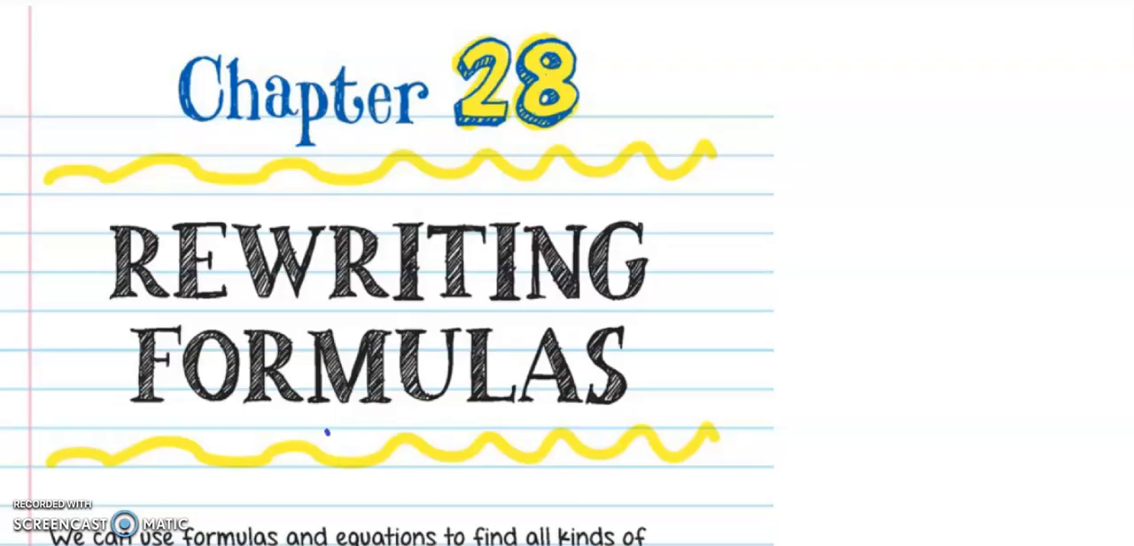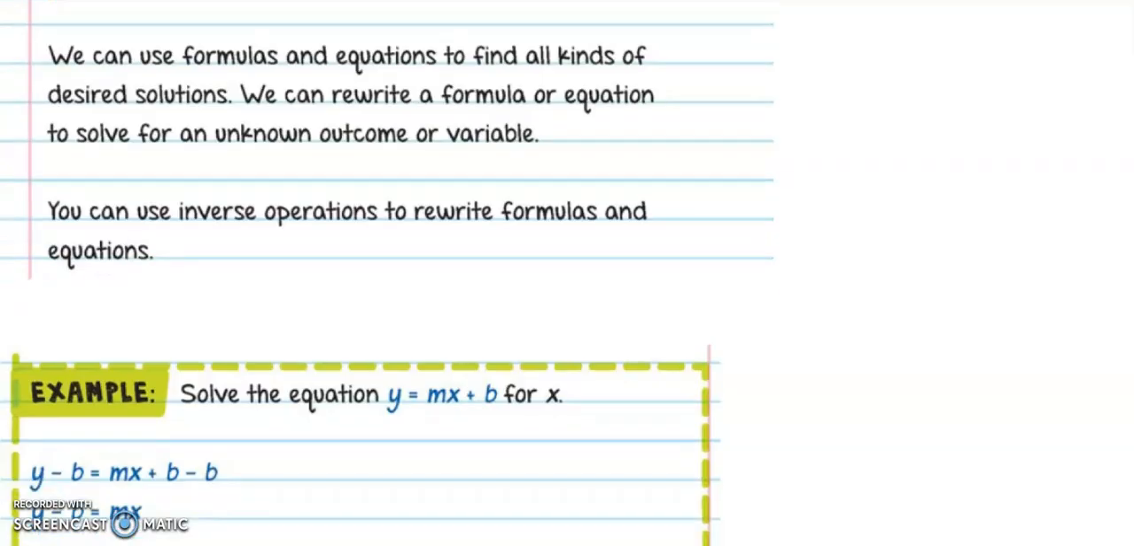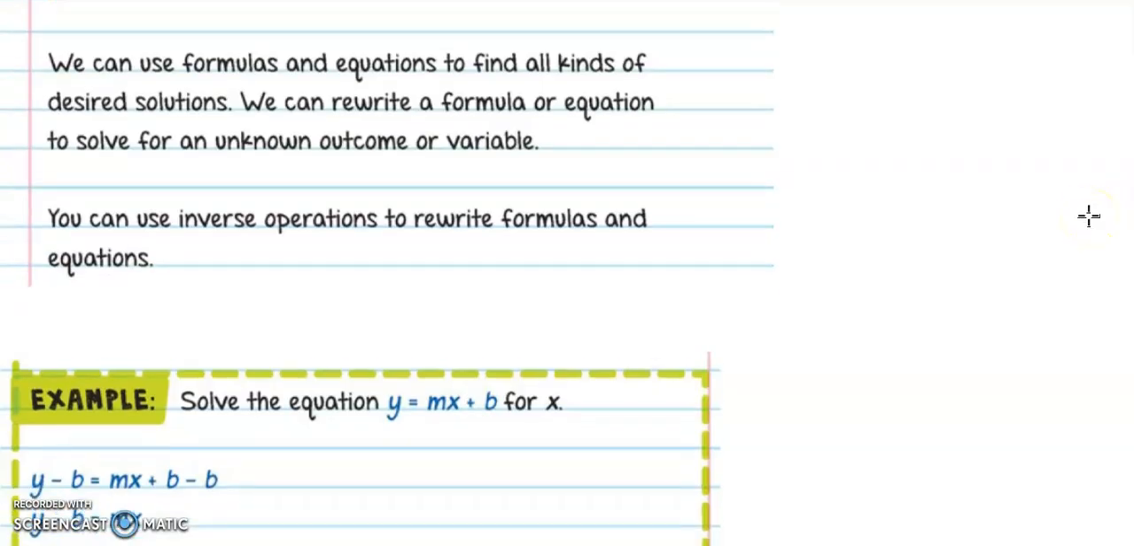So what we are going to do today is continue solving multi-step equations, but we're going to look at specific kinds of equations. Now what we're doing is rewriting formulas. We can use formulas and equations to find all kinds of desired solutions. All we're doing is what we've been doing, using our reversed order of operations and inverse operations to solve equations.